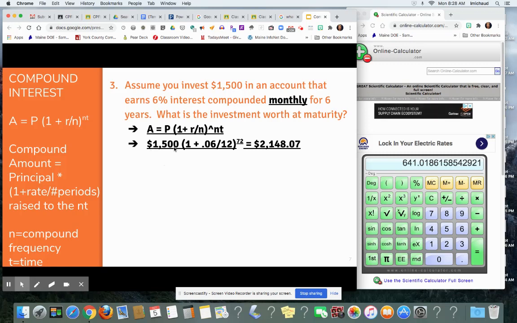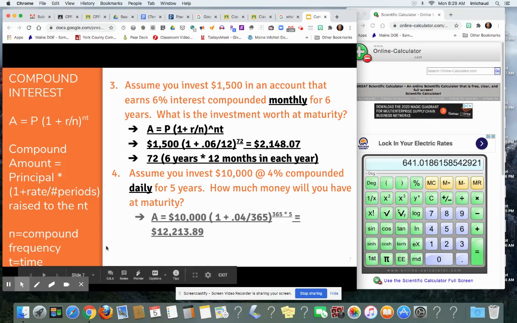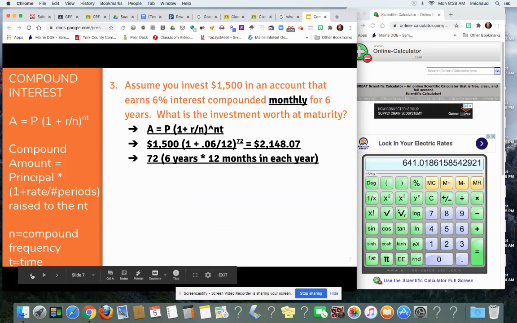So that is 1,500, 1 plus 0.06 divided by 12 because it's compounded monthly. And then the 72 is, it's compounded monthly for 6 years, so 12 times 6 is 72. Oh, and we need to go back one. Sorry about that. Here we go. Sorry about that.